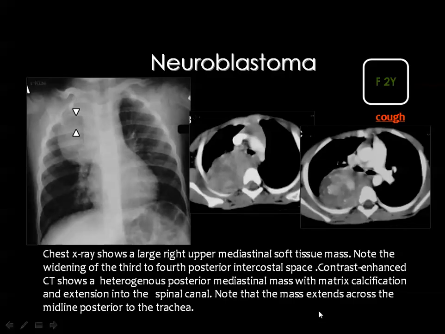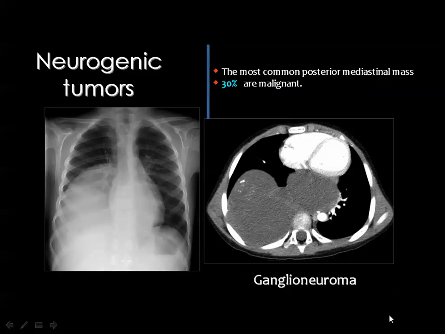Then this is another case of neuroblastoma in a female child, 2 years old. The neuroblastoma showed a mass along the mediastinal border. The CT scan showed the presence of calcium and the extension of the mass inside the spinal canal. And actually, the most common mass encountered in this pediatric age group is usually the neuroblastoma.